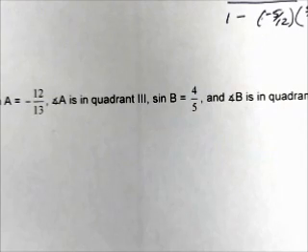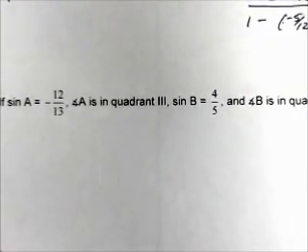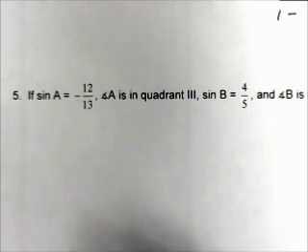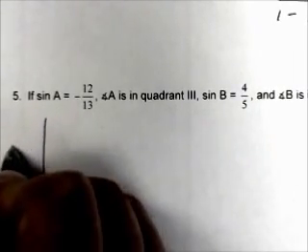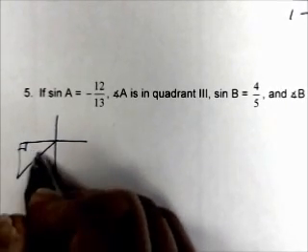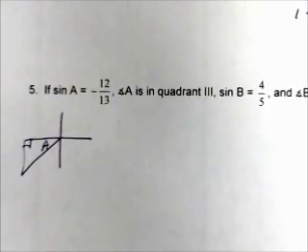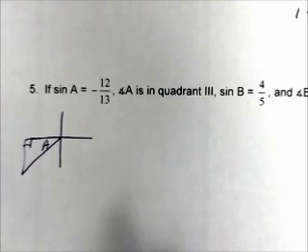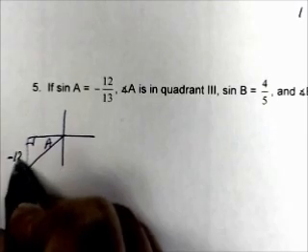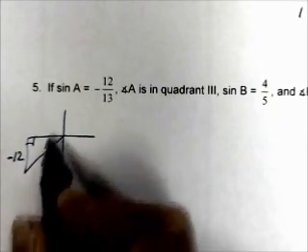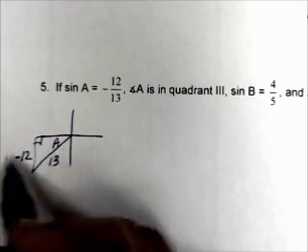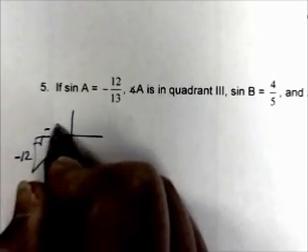Number 5, if the sine of A equals 12/13, or sorry, negative 12/13, and angle A is in quadrant 3. Let me stop there. Let's draw a right triangle in quadrant 3. Make sure we label this angle A, and the sine, opposite negative 12, hypotenuse 13. What's our other leg of our right triangle here? It's our 5, 12, 13, so negative 5.